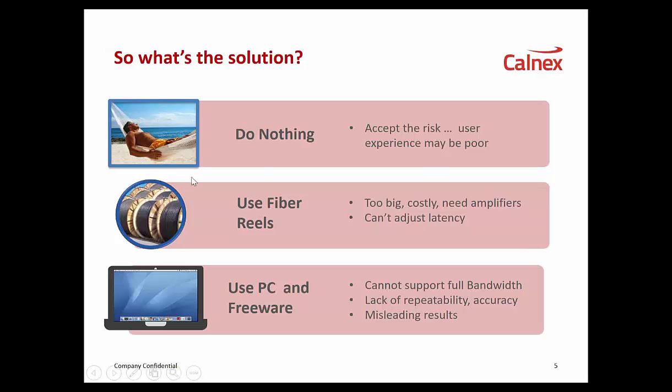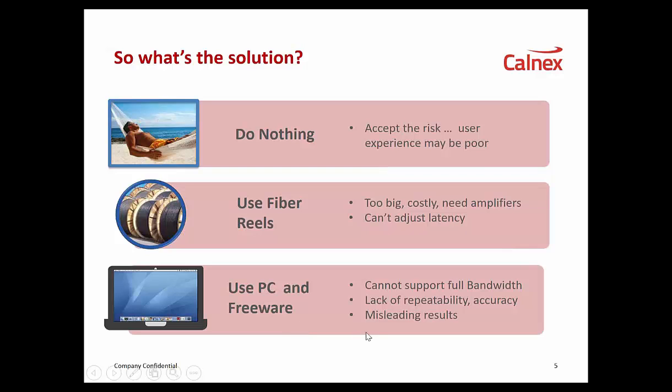The solution for the problem is, of course, to do nothing. We accept the risk and the user experience may be poor. We can, of course, use fiber reels to emulate latency and, to a certain extent, equipment to emulate loss. However, it's very difficult to control and adjust things like latency and loss using actual network equipment or fiber. You can, of course, use freeware that's available today.